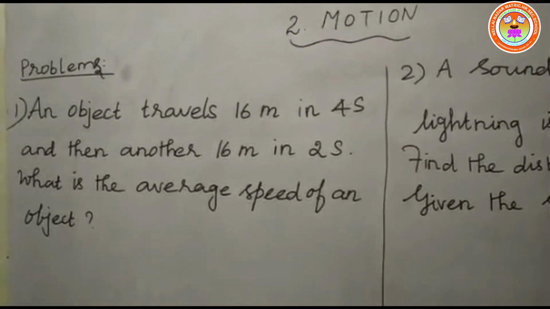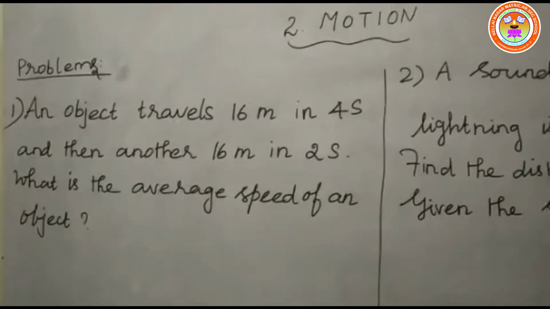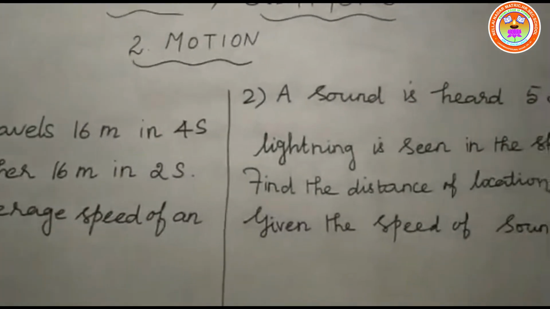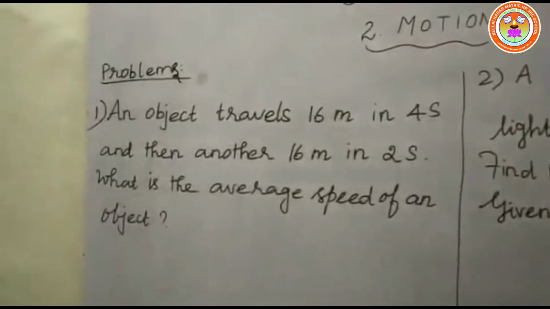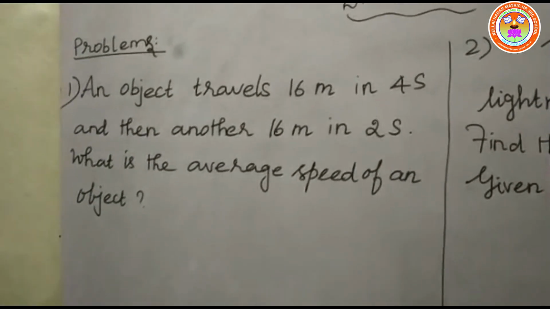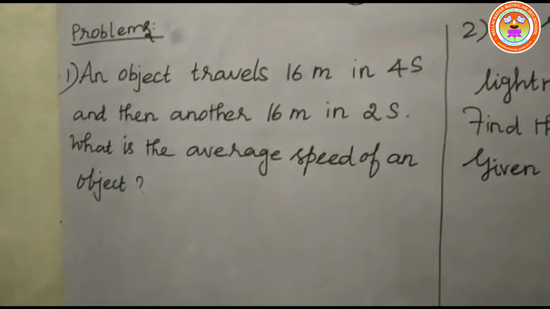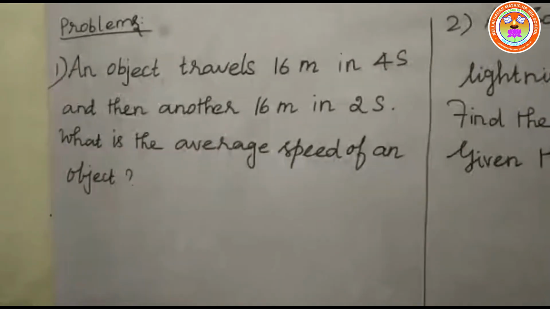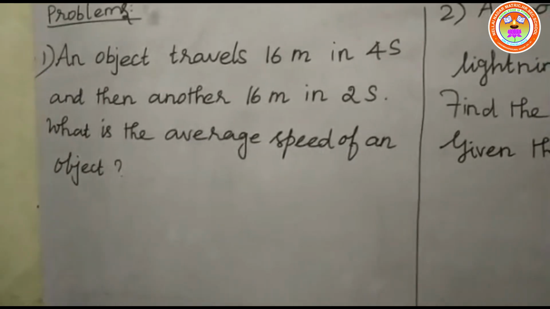Today we are going to discuss the second lesson, book inside problems. Let's see the first problem. An object travels 16 meters in 4 seconds and then another 16 meters in 2 seconds. What is the average speed of the object? So what is given in the problem?